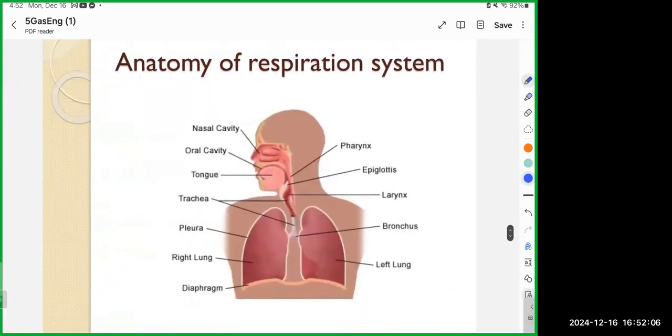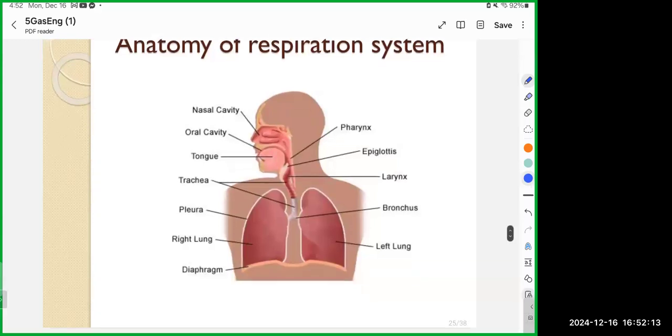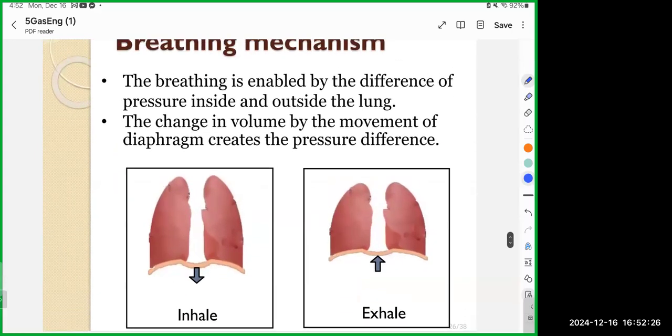So to apply this to the anatomy of the respiratory system, the protagonist for you guys that can inhale and exhale is the diaphragm. Right now, if the diaphragm goes lower, the volume inside the lung would be increased.